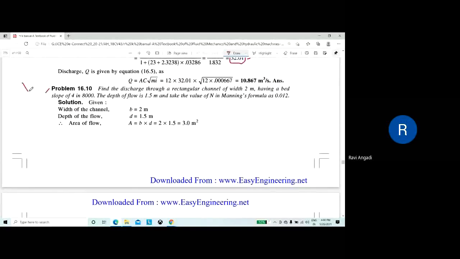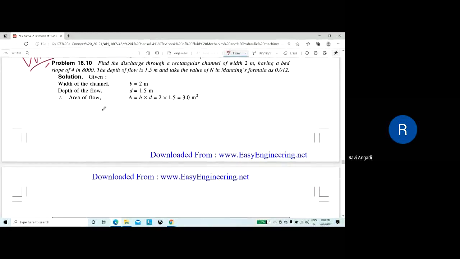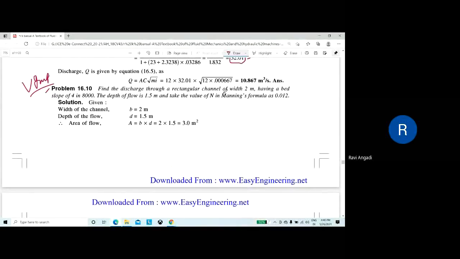It's a very important Manning's formula. So this problem. So quick you take. Find the discharge through a rectangular channel of width 2 meter having a bed slope of 4 in 8000. The depth of flow is 1.5 meter and take the value of n in Manning's formula as 0.012. Okay, and calculate the discharge. Again, you calculate the value of C by using the Manning's formula and the value of Q.